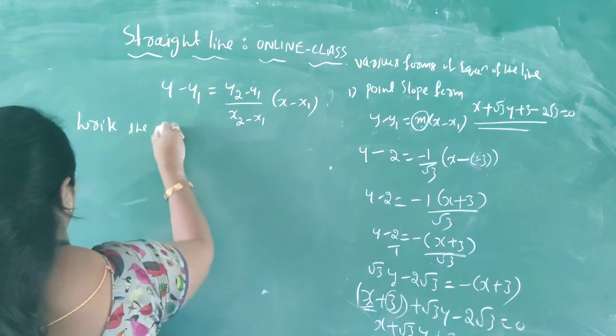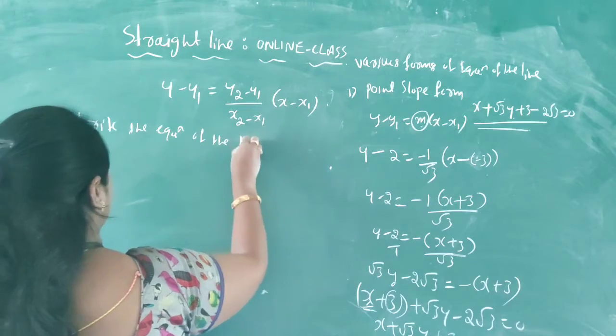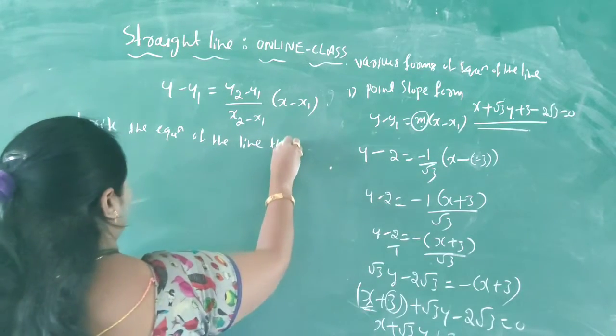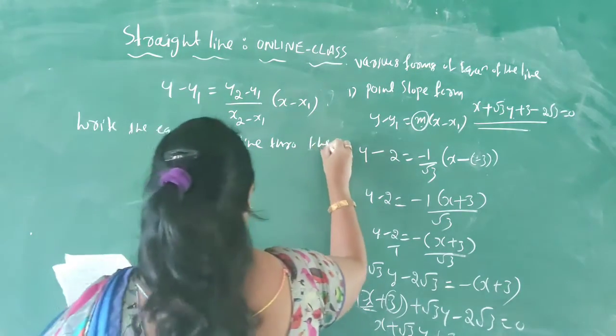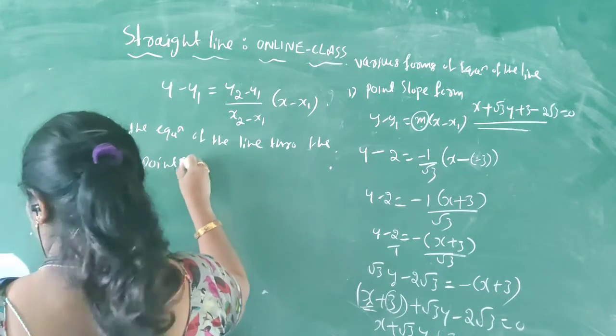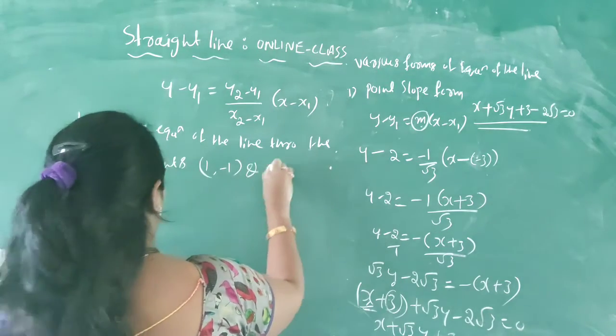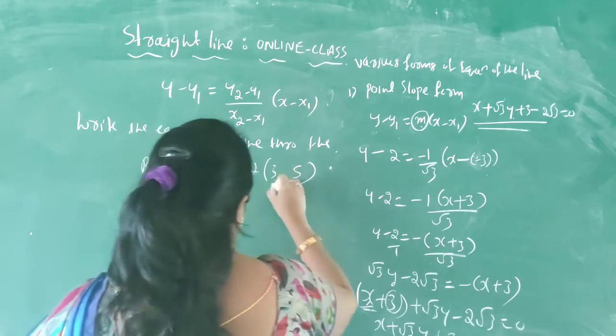Write the equation of the line through the points (1, -1) and (3, 5).